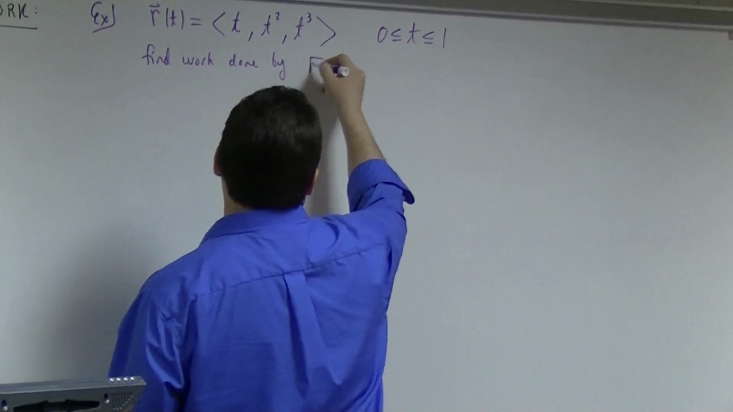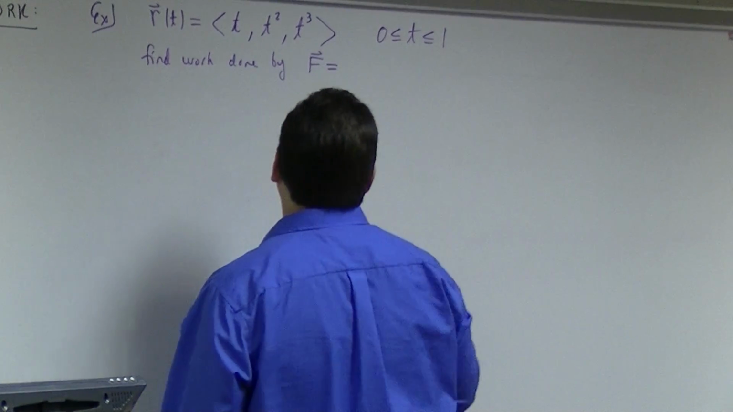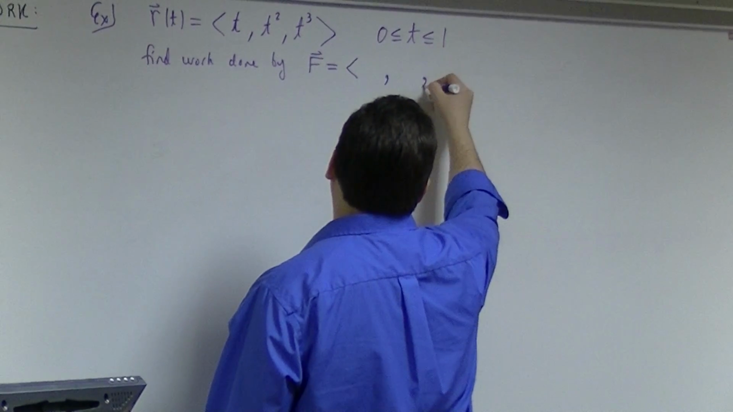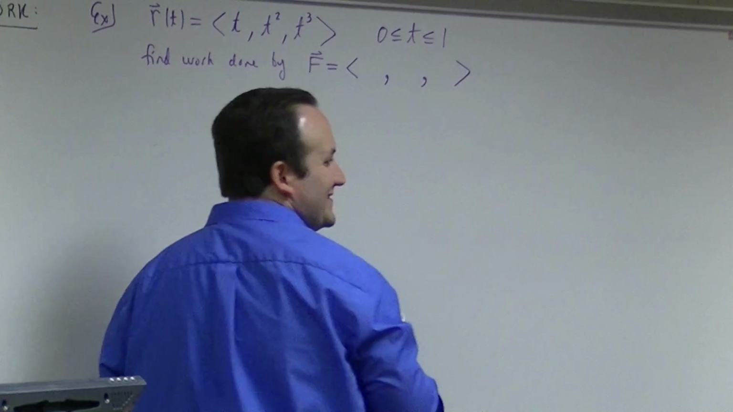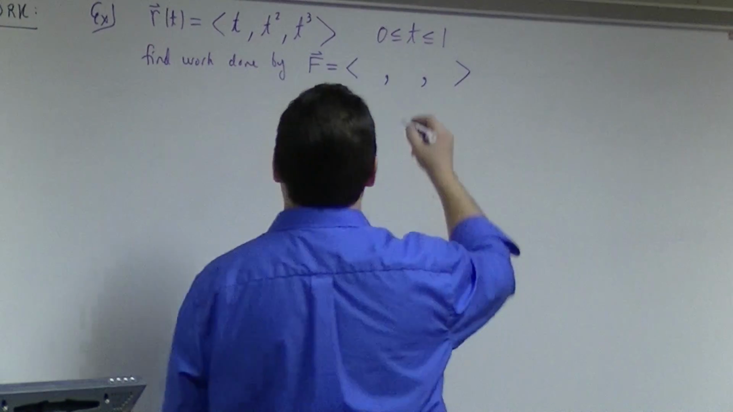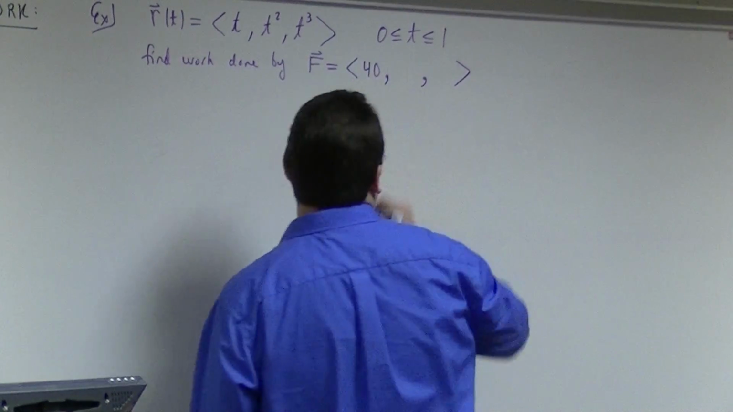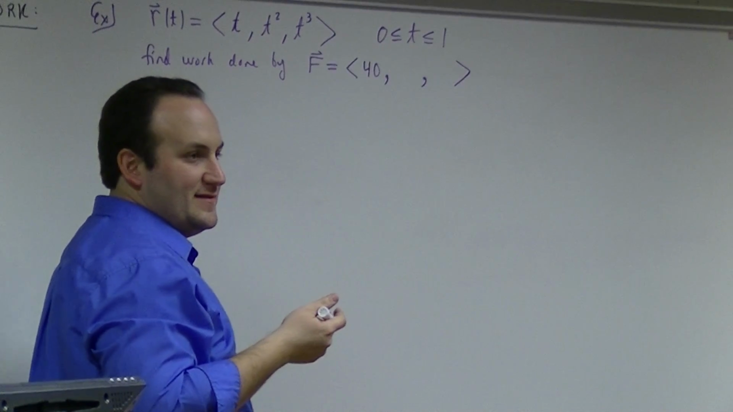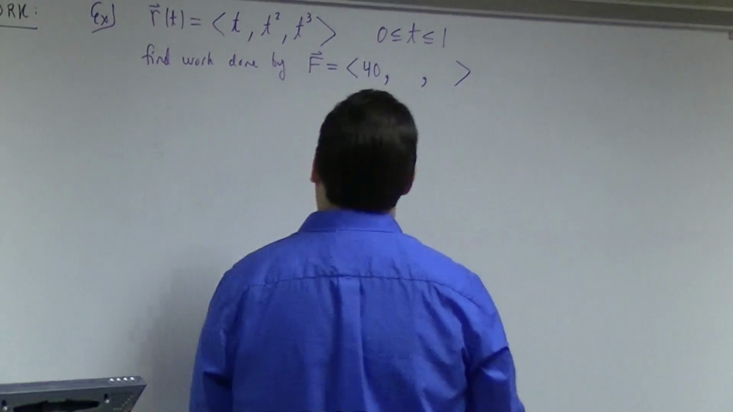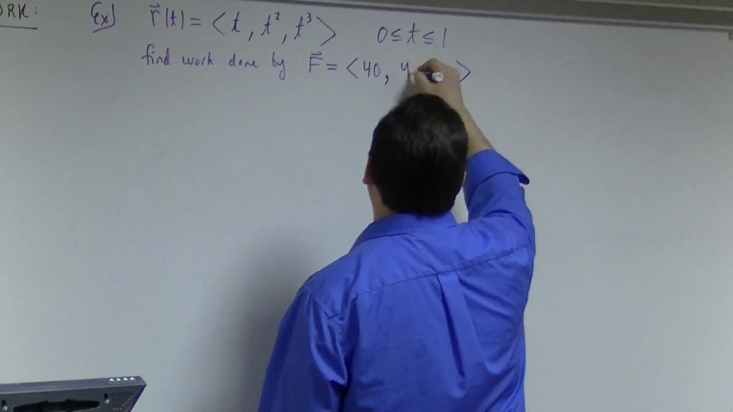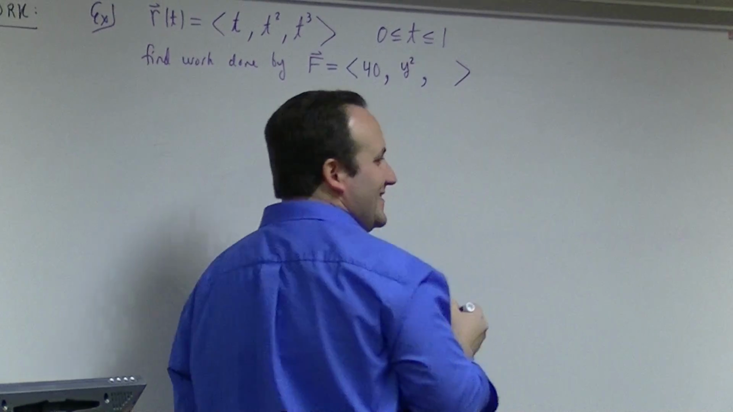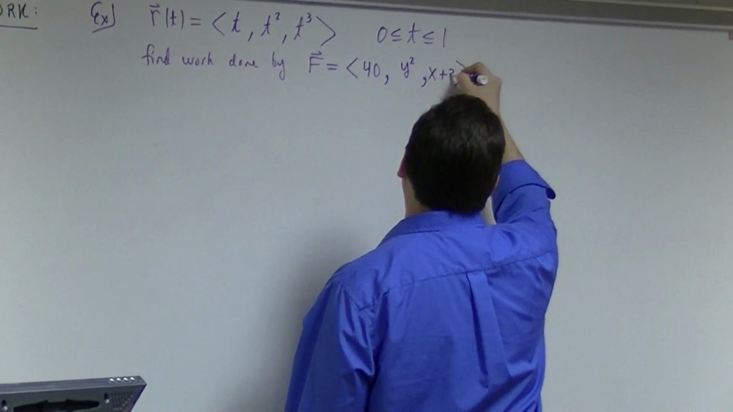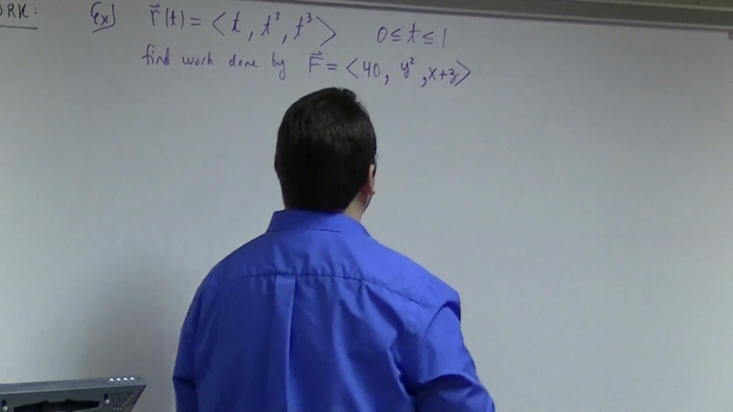by a force. Let's see here, what do you guys want? We need some kind of force. What kind of force do I need? What's that? 40. I'll take your 40. I'll put it here. Anybody else? Something more exciting perhaps? 3.5. Thank you, I'll make that a y squared. And how about x plus z? All right, there we go.